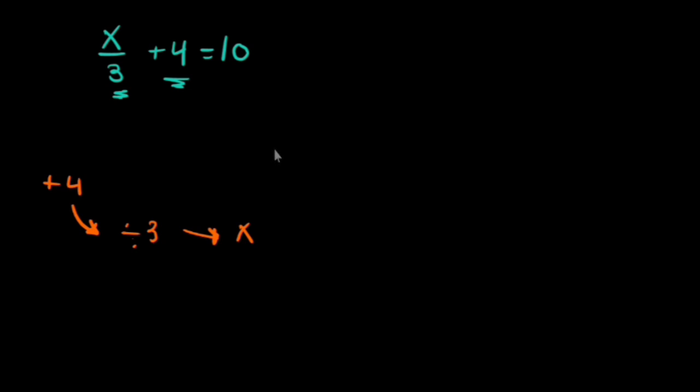So what should you do to get rid of the problems? Do the opposite, undoing it. Plus 4, to find the value of x, so first I have to subtract 4. And the second step, divided by 3, we have to multiply by 3 to get rid of the division. So let's do it.